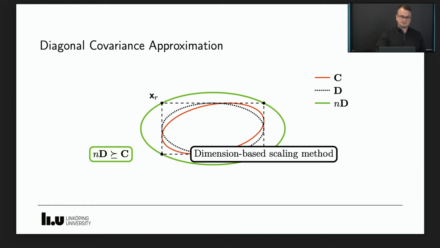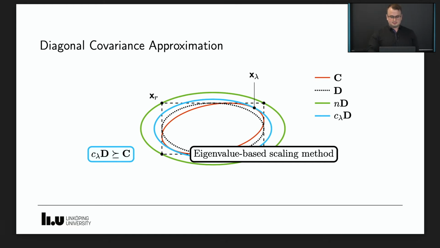And the required scaling for this is to scale D by the dimensionality n. And this is called the dimension-based scaling method. A more efficient way is to do the scaling at the transmitting node, since this node, of course, has more information about C. In this case, we can find this point x lambda, and by that calculate a scaling constant c lambda. And then we get a smaller information loss, since we can enclose C tighter. And this method is called the eigenvalue-based scaling method.